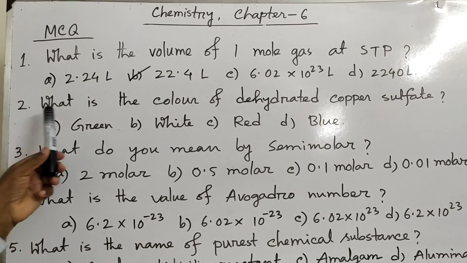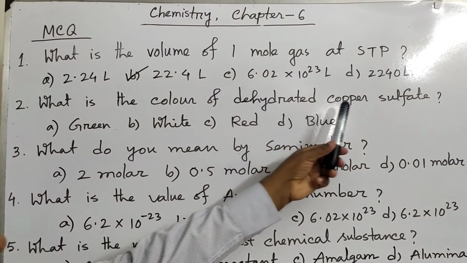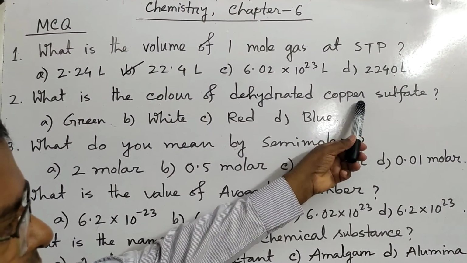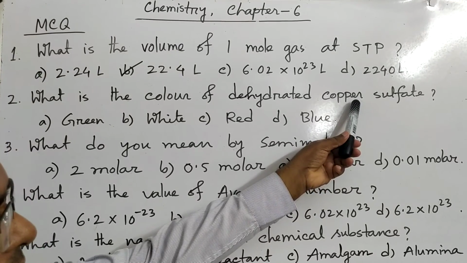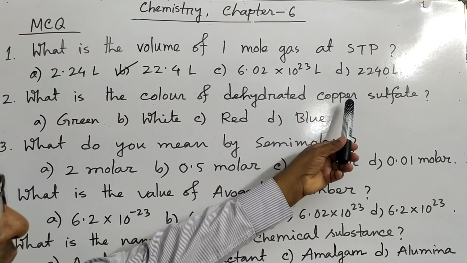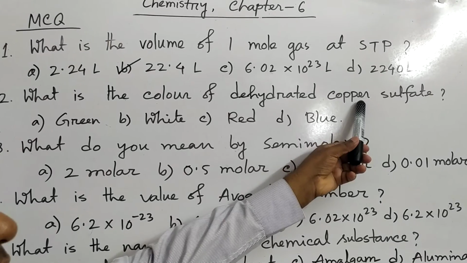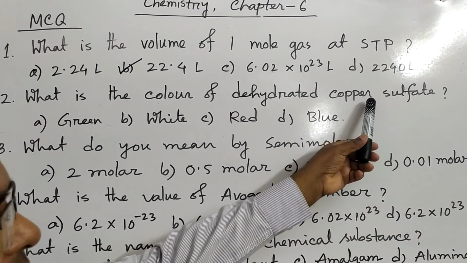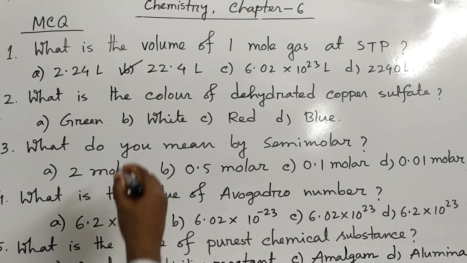Now number 2, what is the color of dehydrated copper sulfate? Copper sulfate, if it is with 5 molecules of water, then we call that blue vitriol. Now if we remove the water from copper sulfate, then the color will be white.